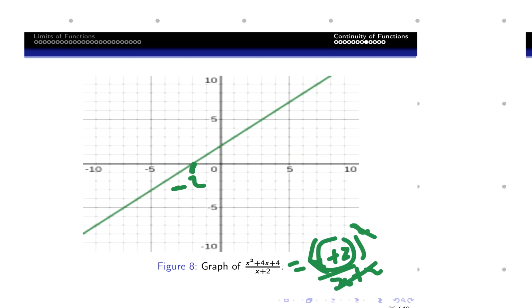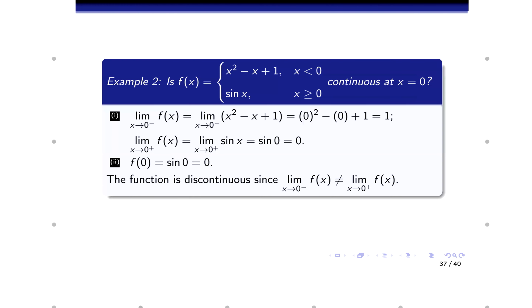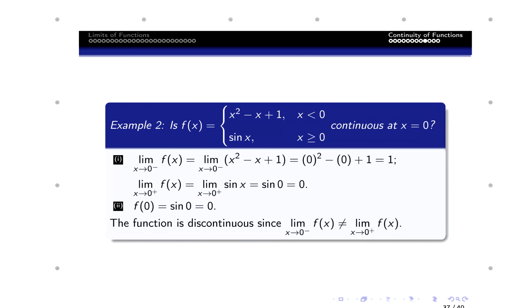Okay, so we have this other question. Interestingly, it's a step function. Like I told you, a step function is a function that has different definitions within different ranges. So you have this question, it's f of x, which is x squared minus x plus 1 whenever x is less than 0, and it is sine x whenever x is greater than or equal to 0. Is it continuous at x equals 0? That's our question.